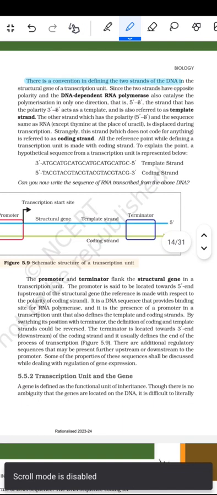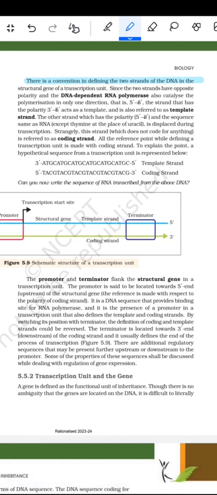There is a convention in defining the two strands of the DNA in the structural gene of a transcription unit. Since the two strands have opposite polarity and the DNA-dependent RNA polymerase also catalyzes the polymerization in only one direction, that is 5' to 3', the strand that has the polarity 3' to 5' acts as a template and is also referred to as the template strand.